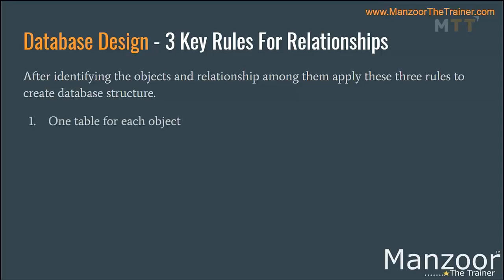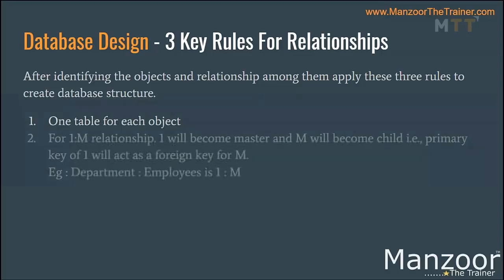The first rule, one table for each object. How many objects do we have? Two. So you will have two tables. One is book, another is customer. Book ID is primary key, customer ID is primary key. First rule, one table for each object.